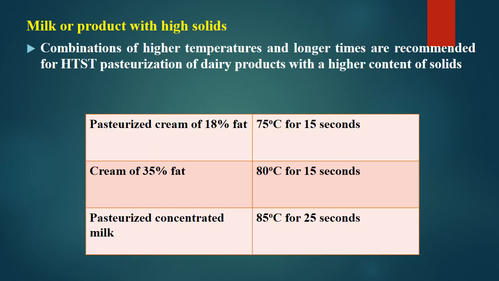So here this is about the milk or cream for pasteurization. Because there is higher solid or higher fat, the temperature requirement changes. So there is a combination of higher temperature and longer time recommended for HTST pasteurization of dairy products with higher content of solids. In case of pasteurized cream of 18% fat, it requires 75 degrees for 15 seconds. In case the cream is 35% fat, then it requires 80 degrees Celsius for 15 seconds. And in case of pasteurized concentrated milk, many times milk is concentrated with higher total solids. At that time, we require 85 degrees Celsius for 25 seconds.